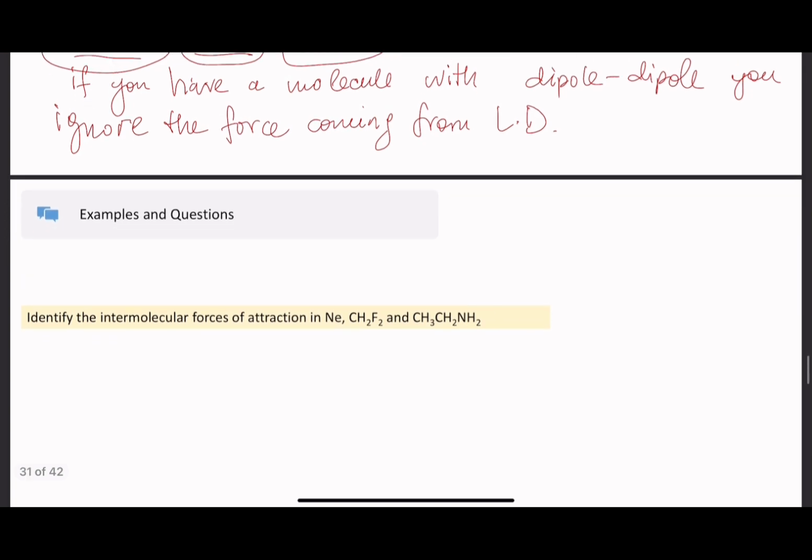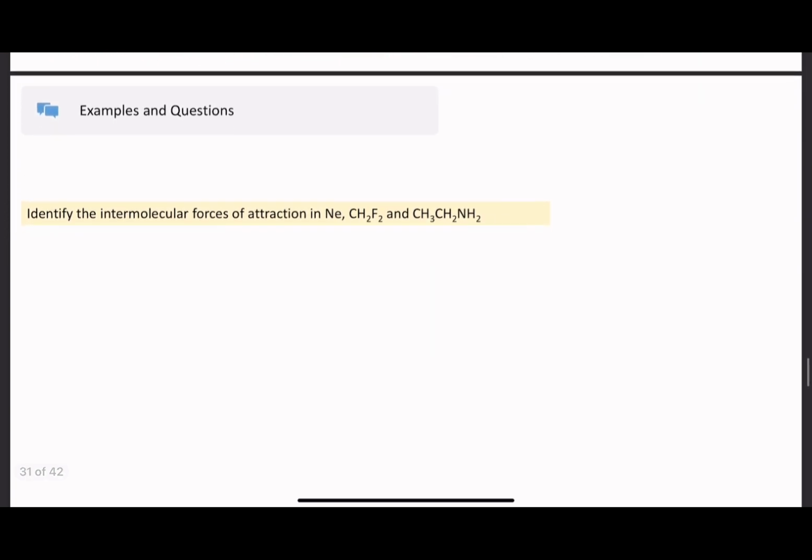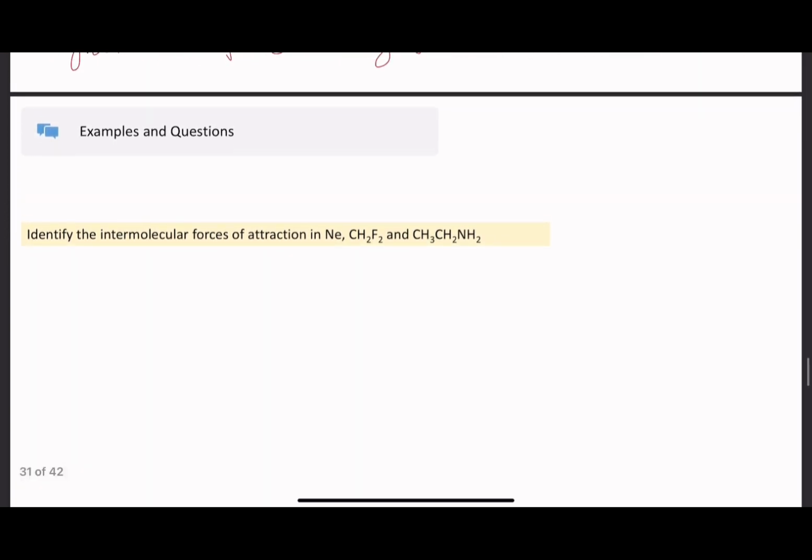So hydrogen bonding happens when you have these elements: N, nitrogen, oxygen, and fluorine.